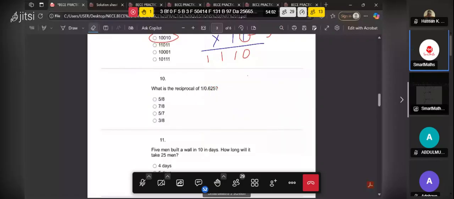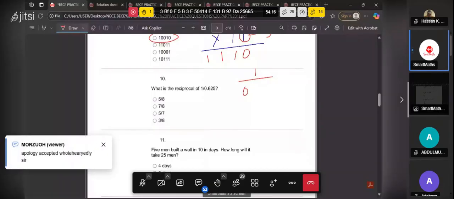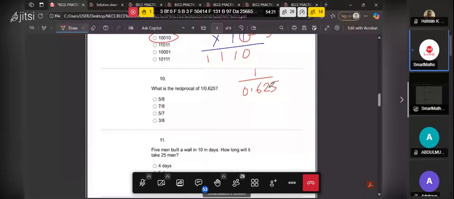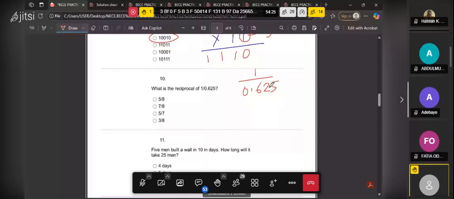Okay, good. So question 10: what is the reciprocal of 1 over 0.625? So that's question 10. Now this question, I'm going to do it on a fresh page here.